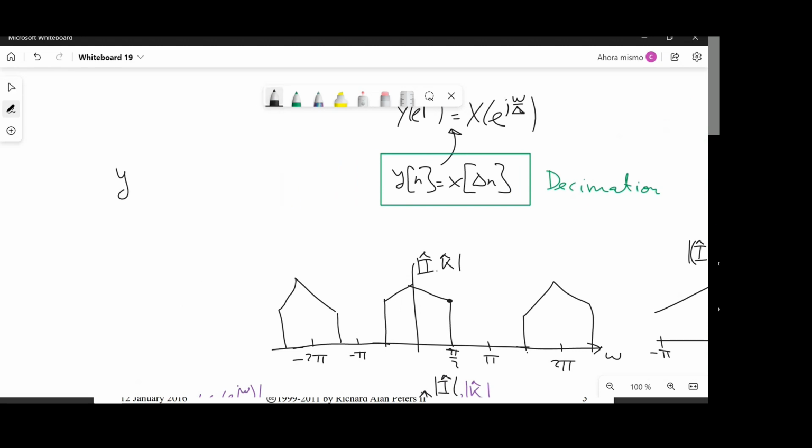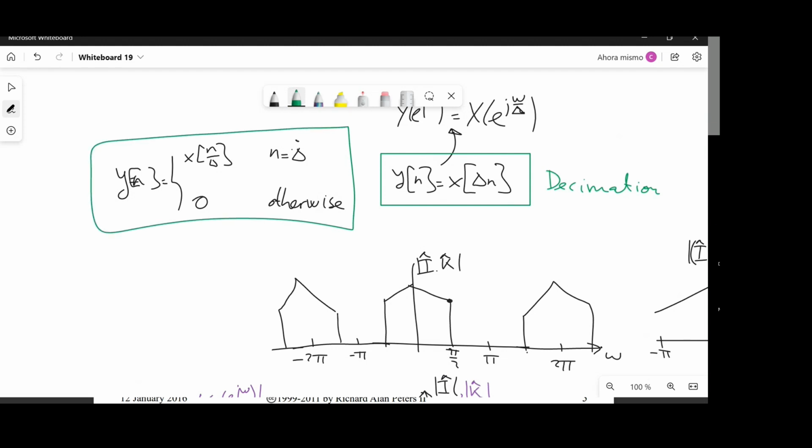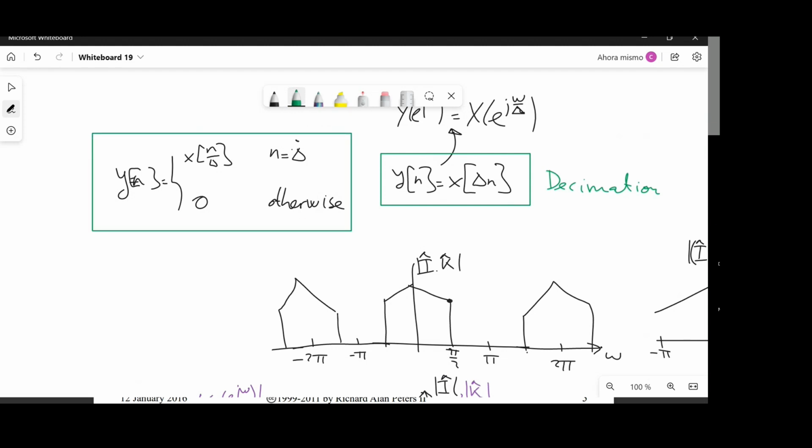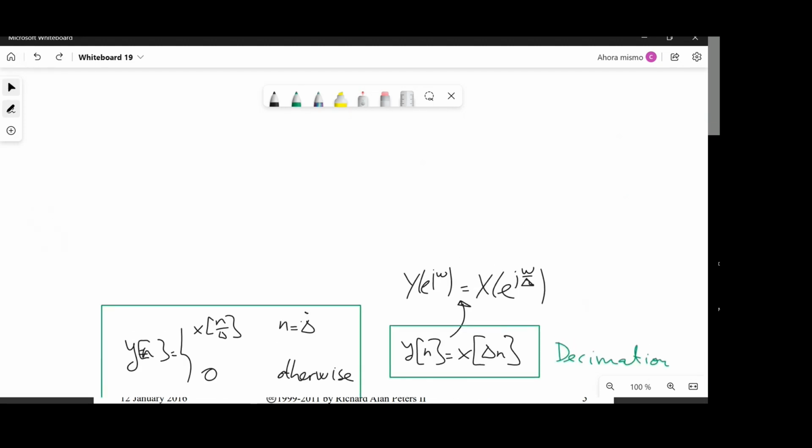So I have a signal X of n. So I use n divided by delta if n is a multiple of delta, and zero otherwise. This is the opposite operation. I'm not aware that it has a specific name, okay? But these two signals behave in this way, just a reminder of how they work.